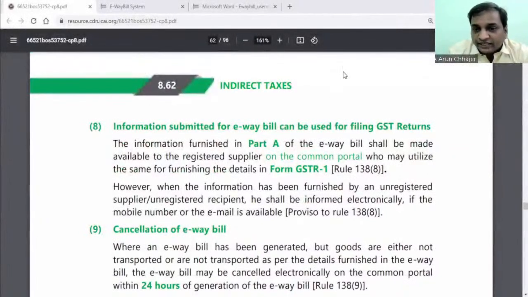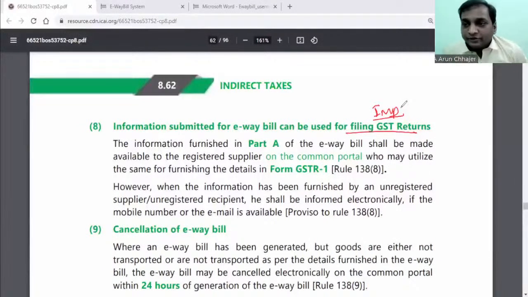Information submitted for the e-way bill can be used for filing the GST return. That is important. If I add the information in part A, that will travel to GSTR-1. It will be auto-populated in the GST returns, so it will be comparatively easy, because I am putting the customer name, the product categories, HSN code, and value of the goods, taxes, etc. All the details are there, so it can be used in the GST returns.